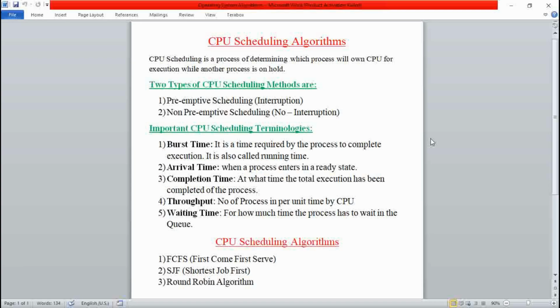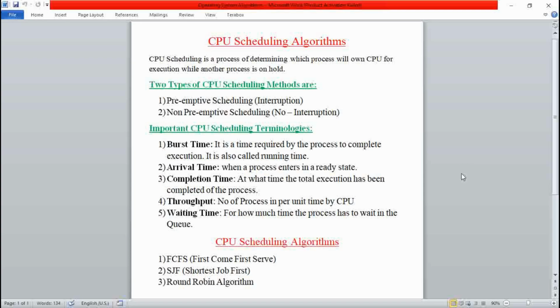Fourth one is throughput: the number of processes which can be executed per unit time by the CPU is known as throughput. Fifth one is waiting time: for how much time the process has to wait in the queue. Suppose there are two processes P1 and P2. P1 requires 10 seconds and P2 requires 5 seconds. P1 came first, so the CPU will execute P1 for 10 seconds, and till that time P2 will be on hold. How much time P2 is on hold is called the waiting time.